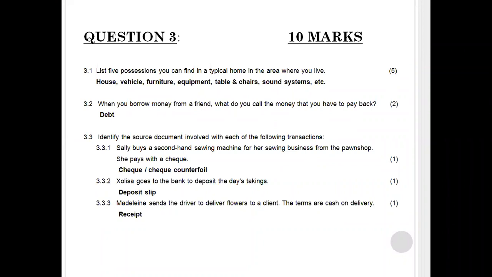Okay, Alma, you were asking, can you write CRJ? I think you mean for 3.3.3. No, because CRJ is not a source document, it's a journal. So the only source document with 3.3.3 is a receipt.